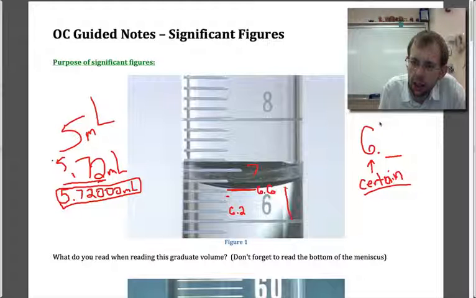Whereas if I go here, I don't know what this is. So I'm going to have to estimate this. Okay? And you guys know me. There's no such thing as guesstimating. Oh my gosh, I hate it. Okay? So we're going to estimate this digit right here.